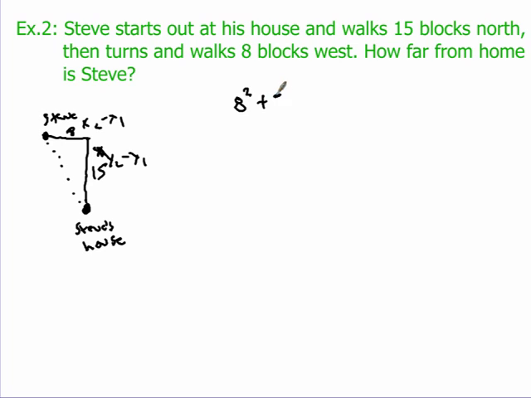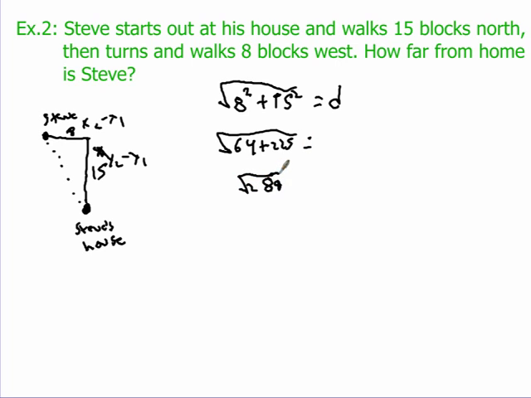So to find the distance, I just plug those into our distance formula. 8 squared plus 15 squared. So trying to find the square root of 8 squared plus 15 squared. That's 64 plus 225. So now we're talking the square root of 289, which is 17 blocks. So Steve is just 17 blocks from home. So that's all we're doing, is we're simply taking the numbers here, plugging them into our distance formula, which is the same thing as the Pythagorean theorem, and solving for our missing side.